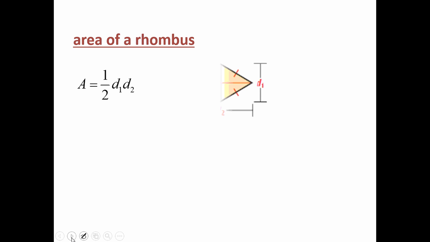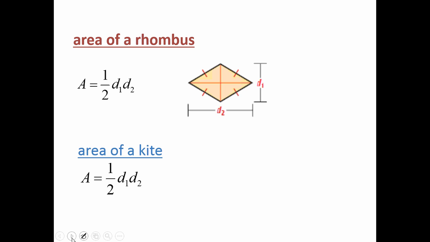So let's summarize that in our notes. The area of a rhombus, there's our formula. And the picture would look something like this. And we also have a kite that works in a similar way. Area of a kite, 1/2 diagonal 1, diagonal 2. And the kite would look like this as well. So for the rhombus and the kite, we're going to be focusing a lot on those diagonal measurements and using those to help us find the area.